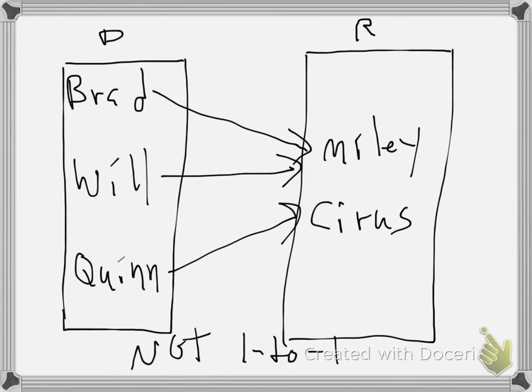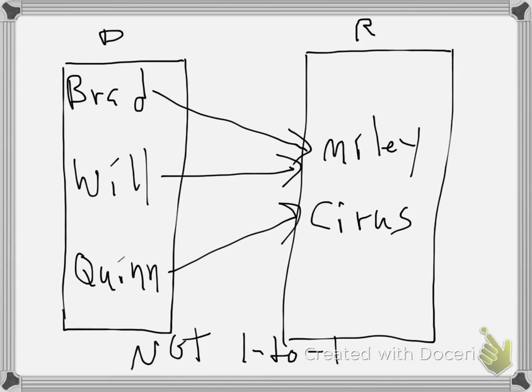Okay? So that's the difference. We can't have two different inputs going to the same output. That is not a 1 to 1 function.